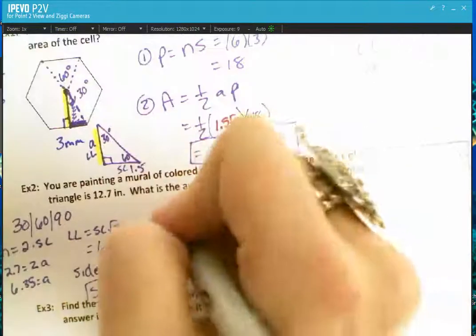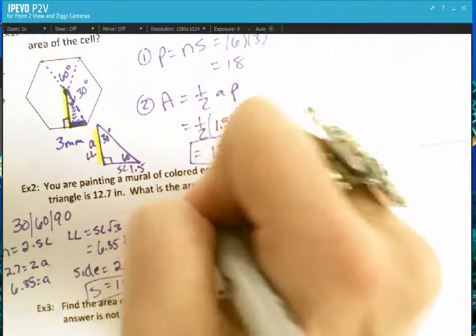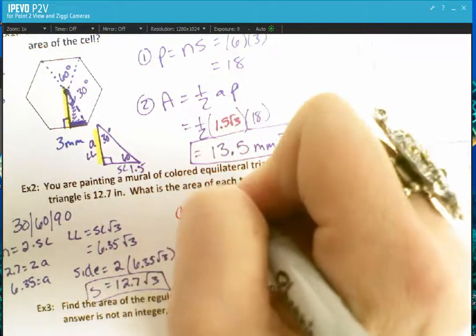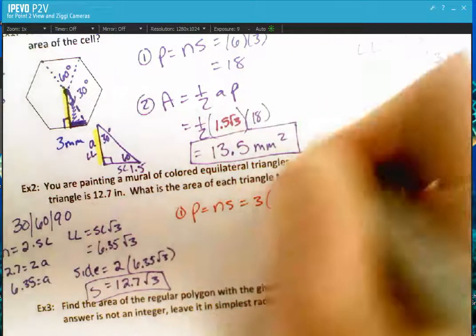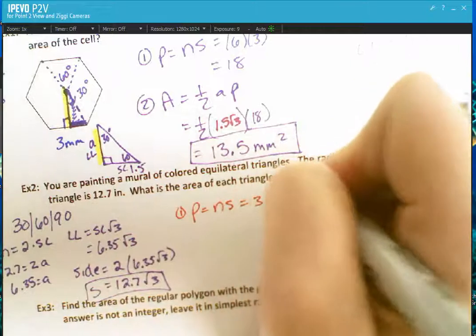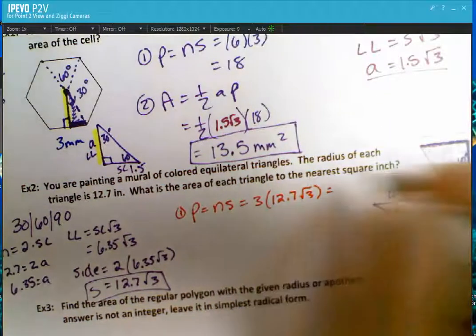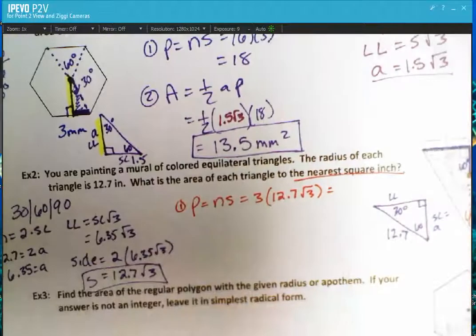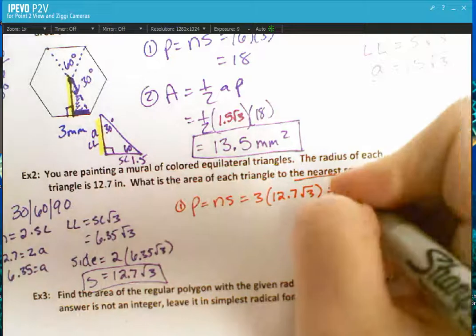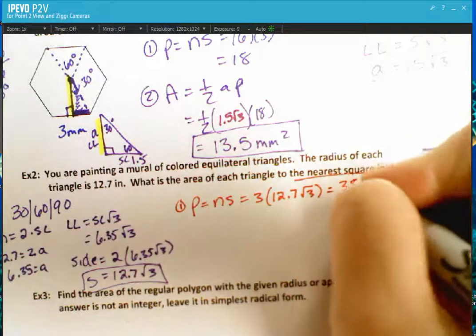Step 1 is perimeter. Perimeter equals n times s. The number of sides is equal to 3. The side length is 12.7 rad 3, which is equal to, they want us rounding, so I'm not going to round yet until I get to the area, 38.1 rad 3.